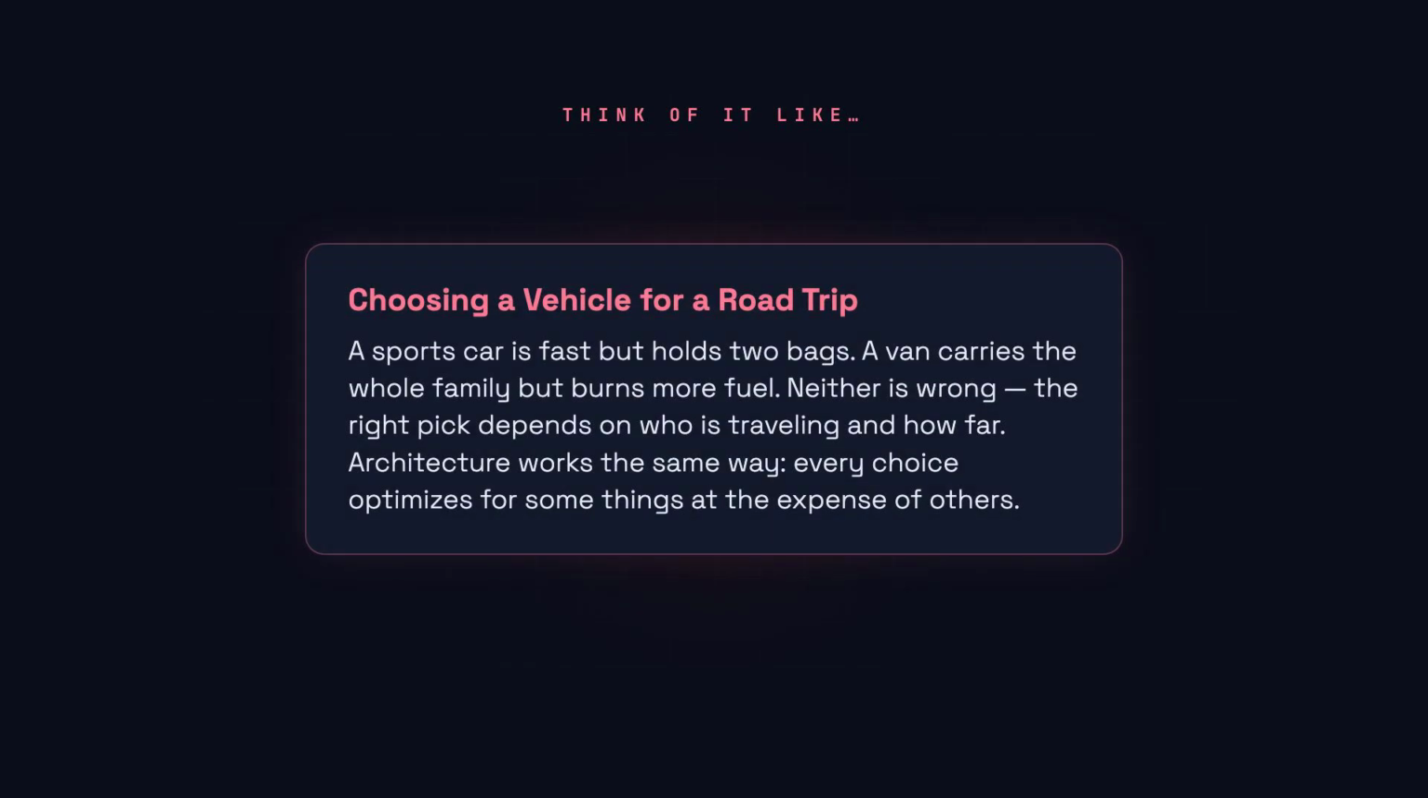Think about choosing a vehicle for a long road trip. A sports car gives you speed and handling, but you cannot fit luggage for 4 people. A minivan carries everyone comfortably, but it is slower and costs more to fuel. The vehicle is not good or bad in the abstract. It is right or wrong for your specific trip. Architectural decisions work exactly the same way. The context determines the fit.